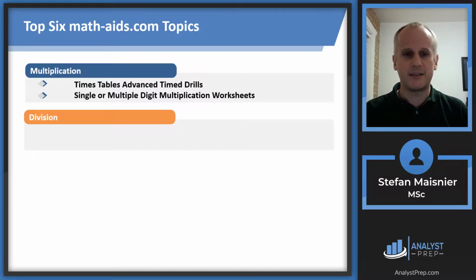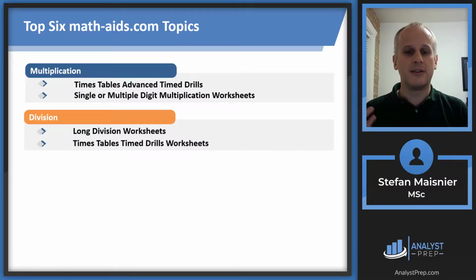The second of the top 6 topics is going to be the opposite of multiplication: division. So definitely do some long division worksheets just so that you reacquaint yourself with how that works. And you'll also want to do some division times table drills worksheets. Again, just being able to do the basics, like not having to slow down when the question tasks you with figuring out what 54 divided by 9 is. You want to have those 2-digit, low 3-digit multiplication and division times tables pretty well locked in.